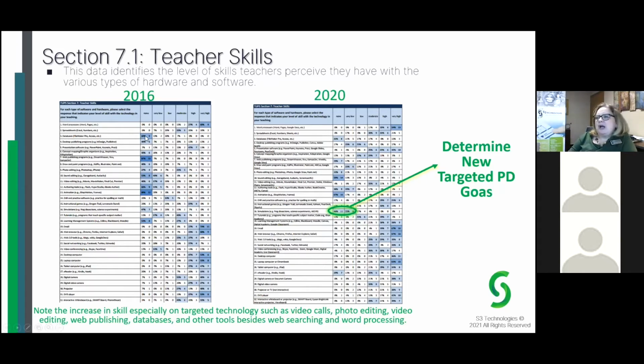So this is how the teachers were saying they use those skills in 2016 versus 2020. And if I'm looking at the 2020, these areas where they say none, I'm going to look at those really closely, and I'm going to ask, is that something I want them to learn? Is that something I think is beneficial to the students, would have a big impact on their learning? And if so, then I'm going to set up some goals and do some targeted professional development on that.